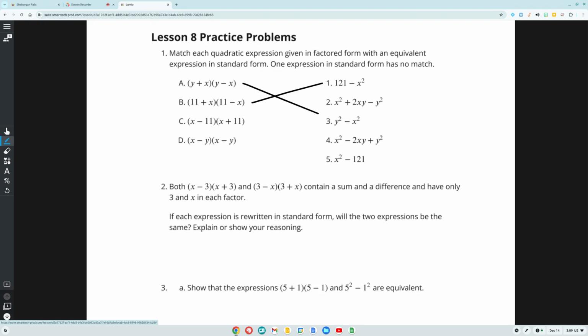x minus 11 times x plus 11. Again, conjugates. x squared and 11 squared is 121. So I have a difference of squares: x squared minus 121. And last one, I have conjugates? x minus y, x minus y.